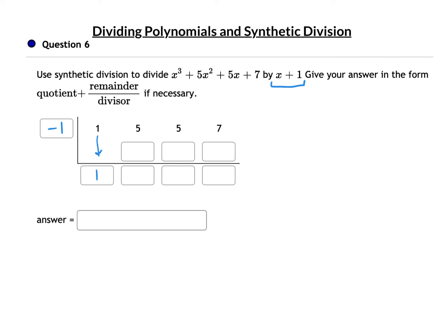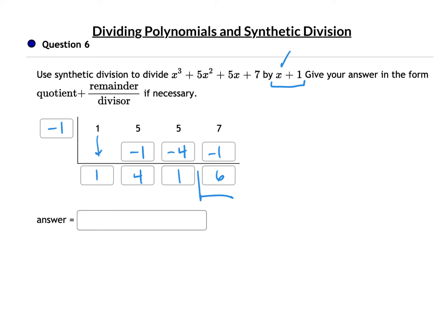We bring down the 1 and we multiply. -1 times 1 is -1. Then we don't subtract, that's long division and regular division. We add. 5 plus -1 is 4. Then we multiply. -1 times 4 is -4. Then we add. 5 plus -4 is 1. Then we multiply. -1 times 1 is -1. And add, and you get 6. And this is our remainder.